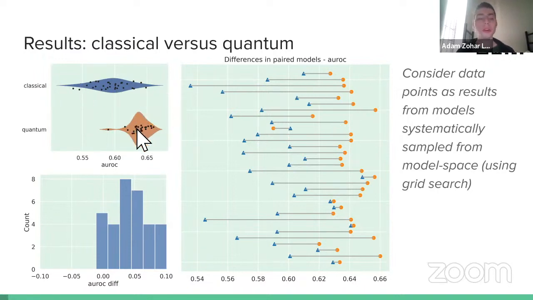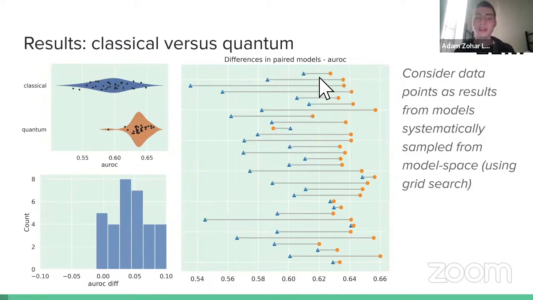Because we have pairs between the classical and quantum, we can also look at those directly. Like each of these lines here, the blue triangle represents the classical model, the orange circle represents the quantum. This hints that in almost every case between these pairs, the quantum model performs better than the classical, except for this one.